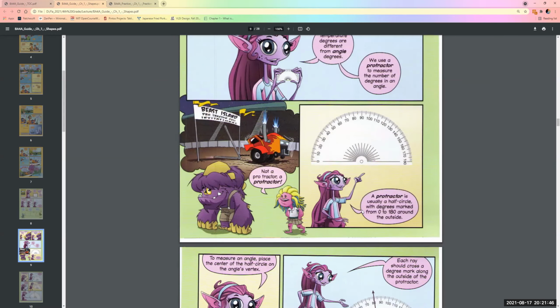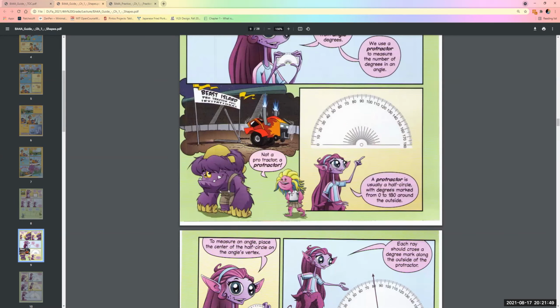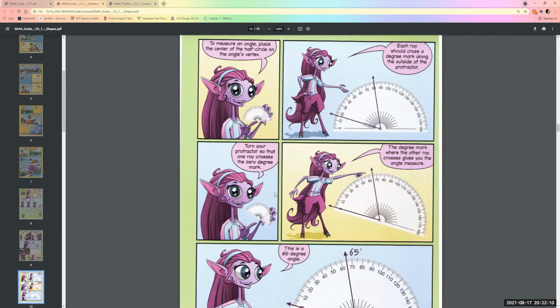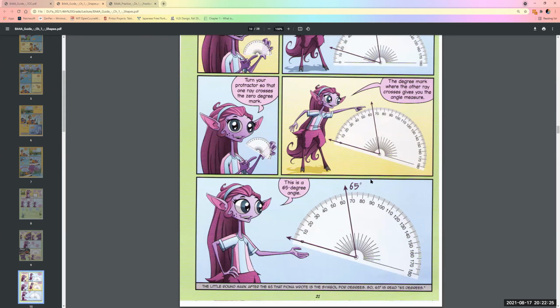A protractor is usually a half circle with degrees marked from 0 to 180 around the outside. To measure an angle, place the center of the half circle on the angle's vertex. Each ray should cross a degree mark along the outside of the protractor. Turn your protractor so that one ray crosses the 0 degree mark. The degree mark where the other ray crosses gives you the angle measure. This is a 65-degree angle.